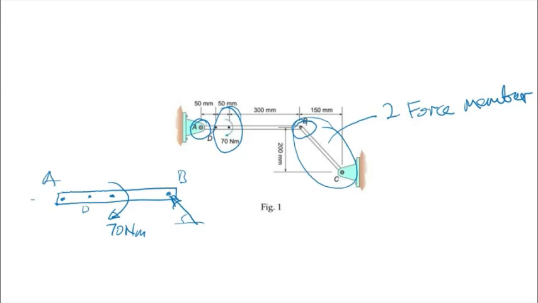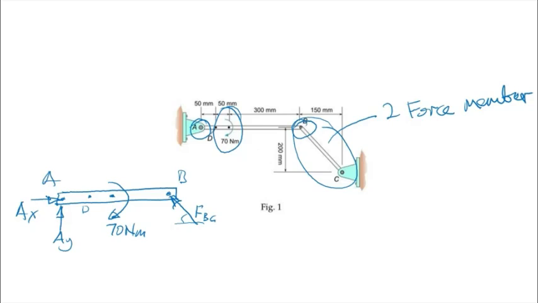Therefore, at point A, you will have two components. We just assume any direction, doesn't matter. So we have AY and AX. And using this free body diagram, this is FBC, we can solve the problem, right?